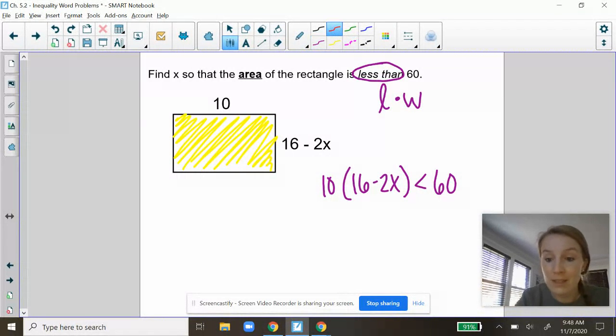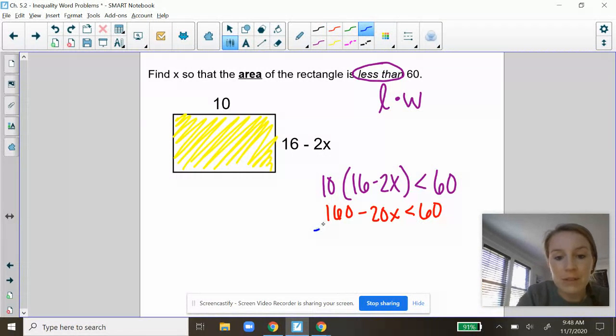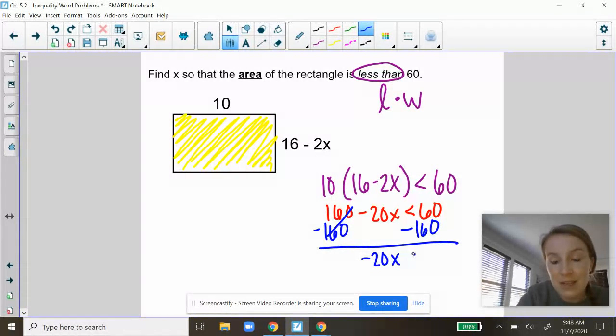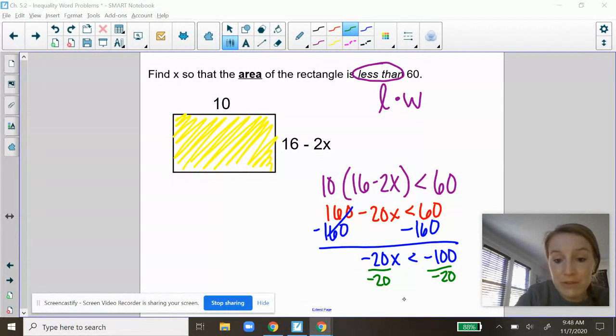Well, this is an inequality statement that I know how to solve. I'm going to be at 160 minus 20x after I do the distributive property. I'm going to subtract 160 on both sides. So I'm now at negative 20x is less than negative 100. I'm going to divide by negative 20 on both sides. And remember, when you divide by a negative, your inequality symbol is going to switch. So you end up getting x has to be greater than 5. Okay.